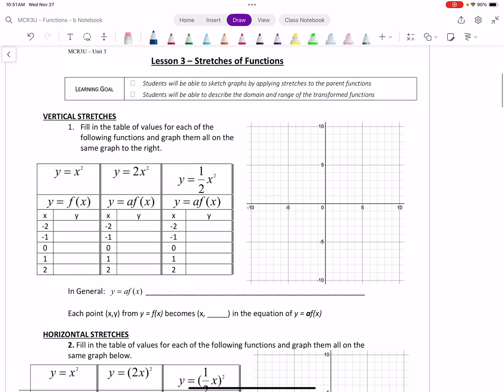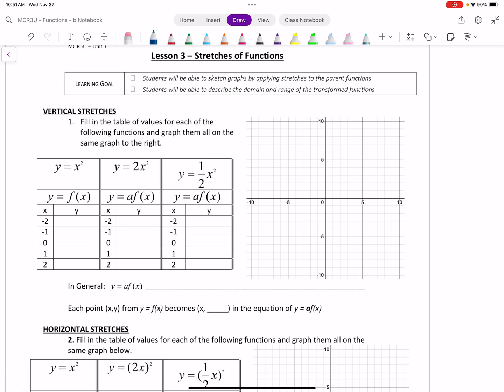This is lesson 3, the last type of transformation for functions, and this is stretches, sometimes also called compressions, but we'll talk about it as we go through. So I'm going to go kind of quick through here, so if you need to pause the video, just go right ahead. So the first thing we're going to look at is what is the effect that this thing in front of a function does.